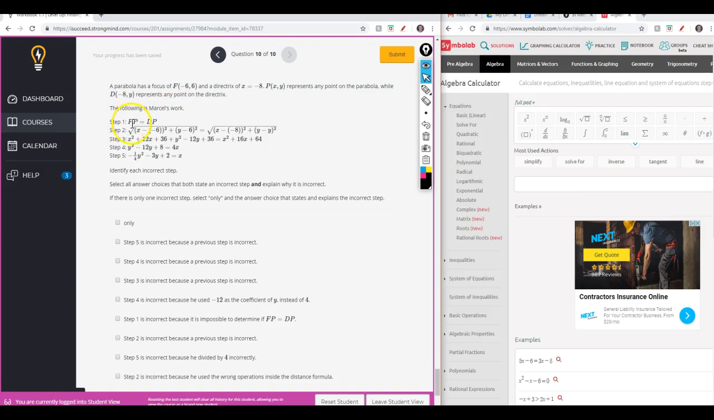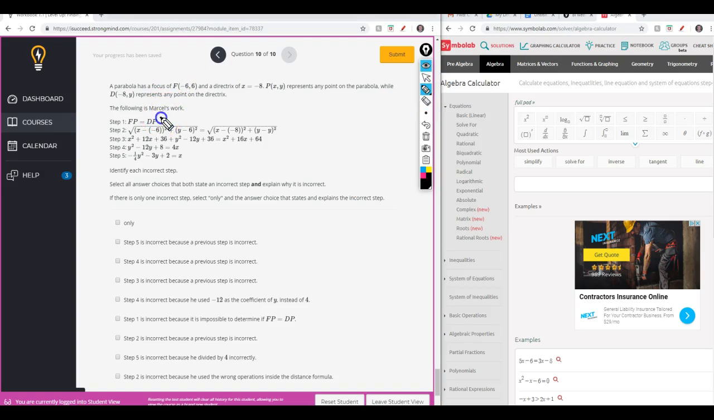Step 1. The distance of the focus to the point is equal to the distance of the directrix to the point. And then we have step 2, step 3, step 4, and step 5. Identify each incorrect step. Select all answer choices that both state an incorrect step and explain why it is incorrect. If there is only one incorrect step, select only and the answer choice that states and explains the incorrect step.